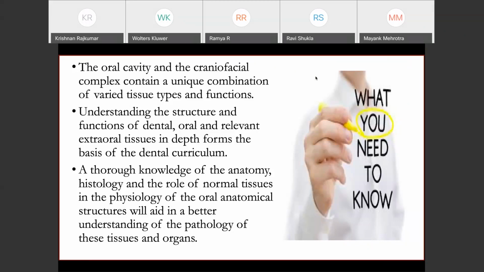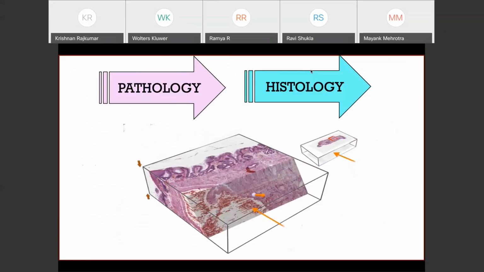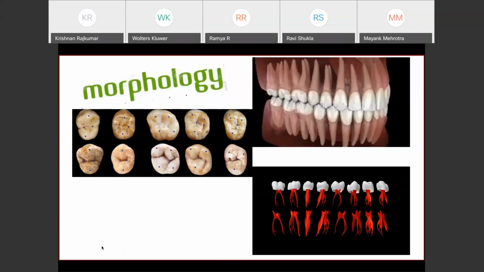So that's where I'm going to talk about the basic tissues that you should know of, and how they are applied in clinical dentistry. Now this photograph shows the histology and how pathologically the tissues appear under the microscope. Now the next slide. When we go to proper oral histology, we talk about the tooth morphology.